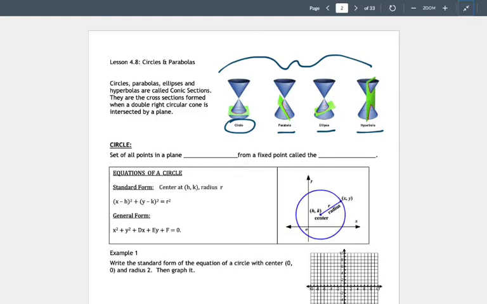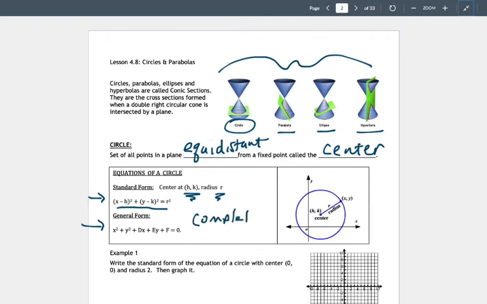A circle is a set of all points in a plane that are equidistant, that means the same distance, from a fixed point called the center. We have these equations of a circle. This is the standard form and this is the general form. When you have it in standard form, it tells you that the center is at the point (h, k) and the radius is r. In the general form, we'll usually need to do something called completing the square to make it look like the standard form, and we'll talk about that in a minute.